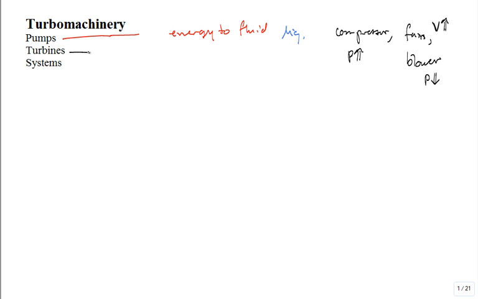Okay, turbines. It could be gas turbines, hydraulic turbines with liquids, but basically the purpose of the turbine is to get energy from the fluid. So the fluid can be a liquid, can be a gas, but you want to get energy out to turn a shaft. So pumps and fans and blowers, compressors typically are driven by a shaft, and turbines are driving a shaft. Again, the system is where you hook a pump up into a system.